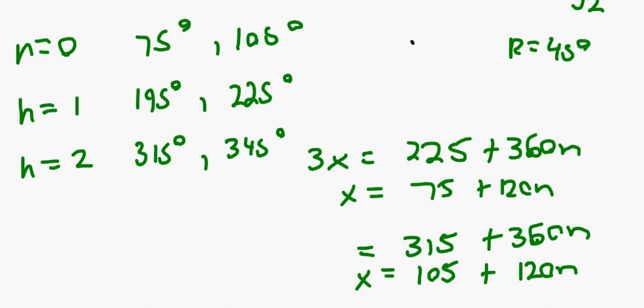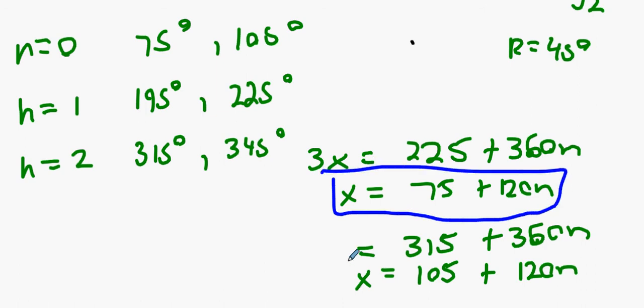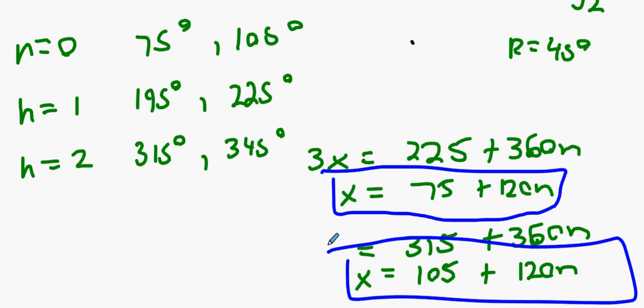The two general equations are the blue ones here. And I'm just subbing the n values back into them. Start off with n equals 0, and that gives me all the answers from 0 to 360. Is that okay with you guys? Alright.